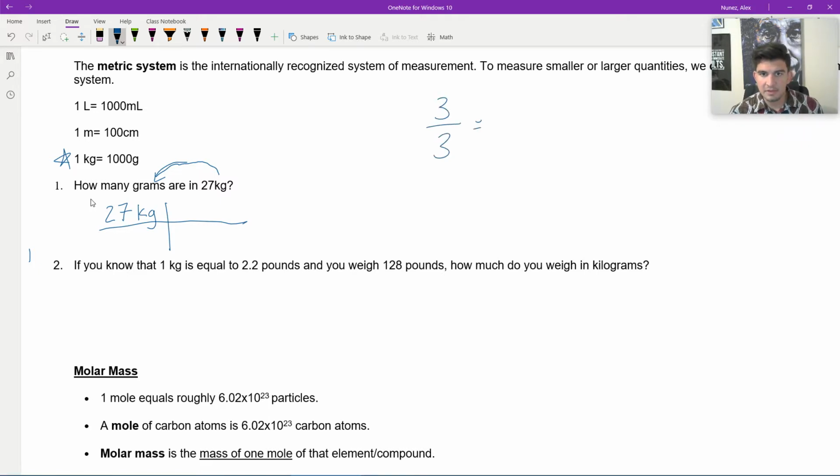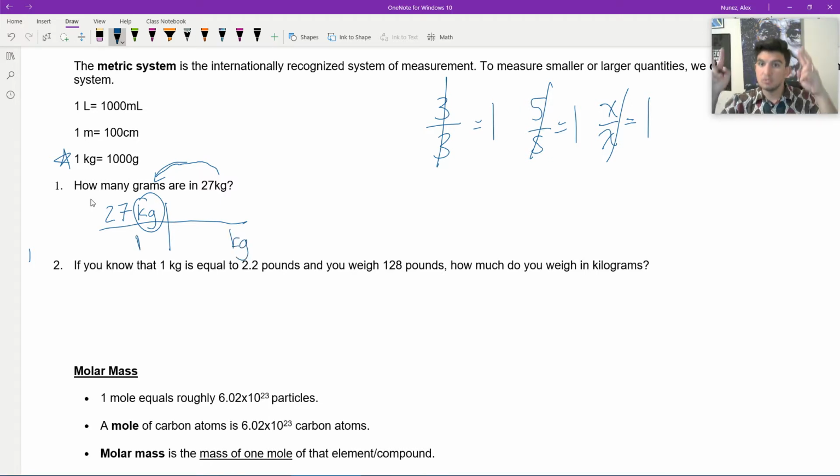Remembering that 3 divided by 3 would give you 1, 5 divided by 5 would give you 1, X divided by X would give you 1. The same thing is true with our units. This is where the idea of canceling out comes from. So if I have kilograms on the top, I just need to divide by kilograms on the bottom to get them to cancel out or become 1.